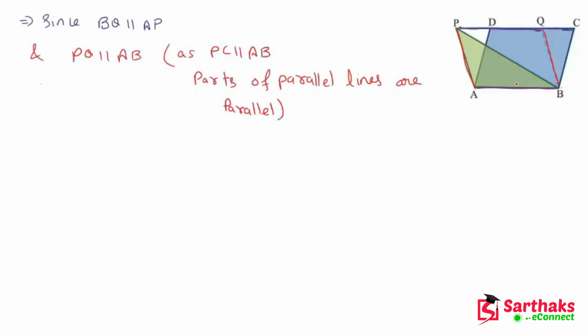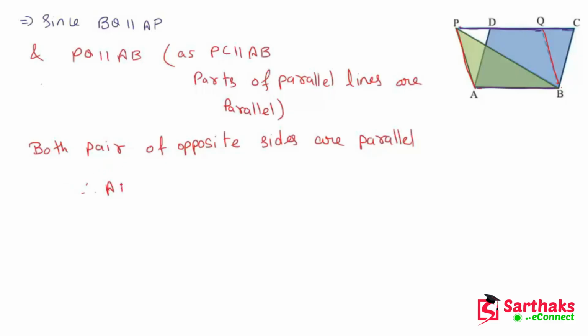So in the figure ABQP, both pairs of opposite sides are parallel, so we can say that ABQP is a parallelogram. Both pairs of opposite sides are parallel, so we can say A, B, Q, P is a parallelogram. So my dear friends, I hope you understand these things.